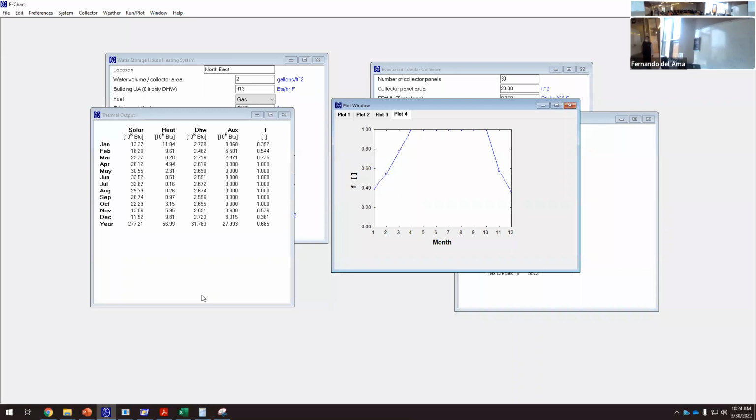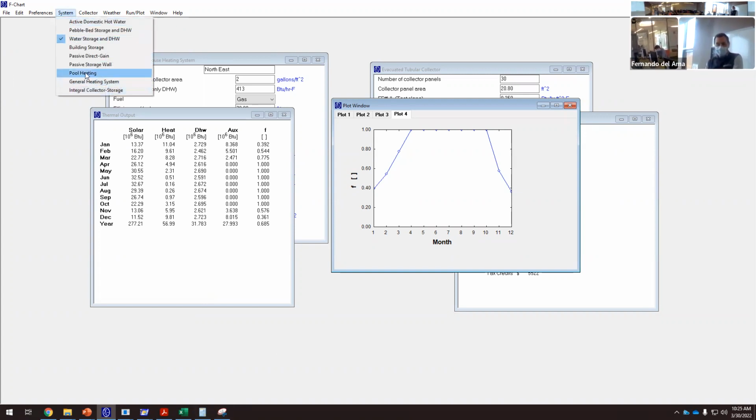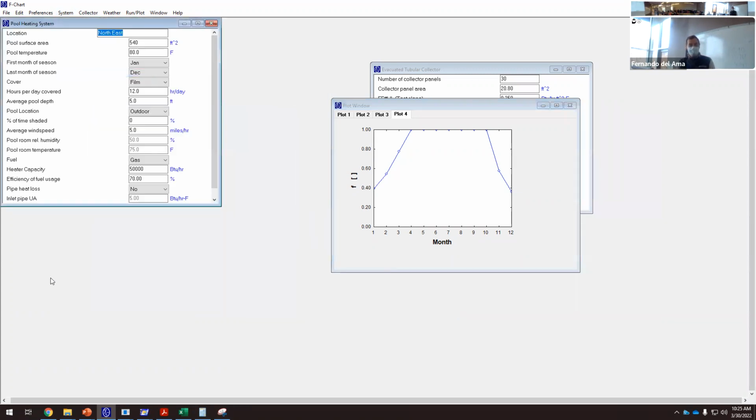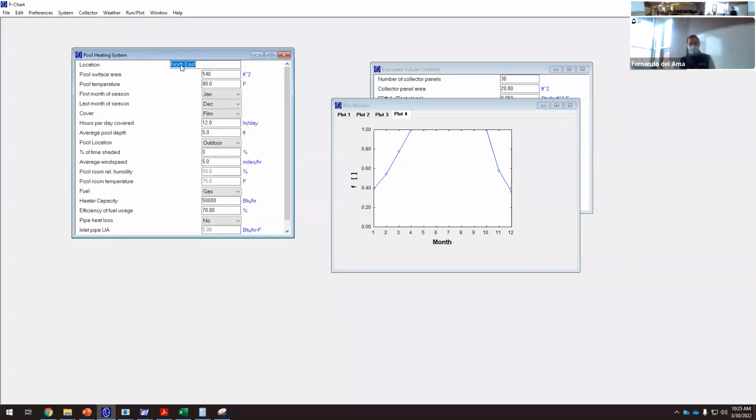Okay, because I don't want to run out of domestic hot water in summer. So I have 6 panels for domestic hot water and 24 panels connecting either to the heating system or to the swimming pool. Okay, so now I have to change the system, and you see that we have a pool heating here. Pool heating. Okay, we're in the northeast, and now we have to design the pool.